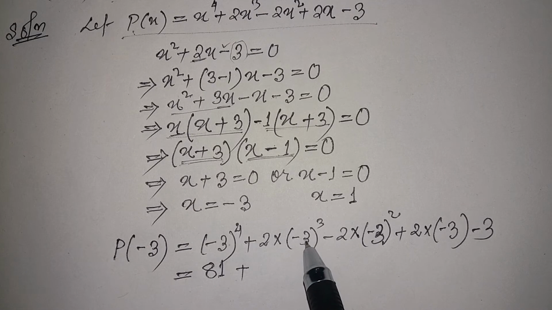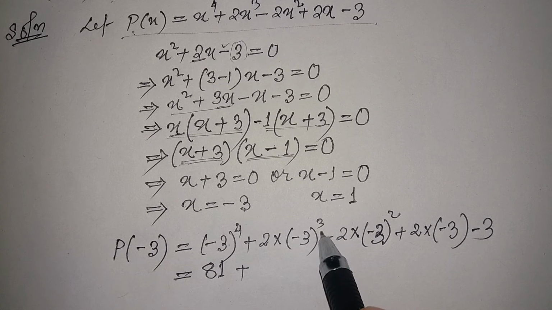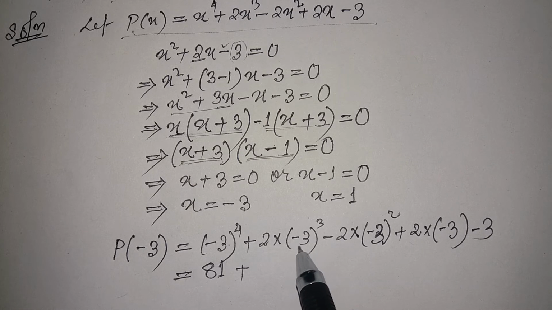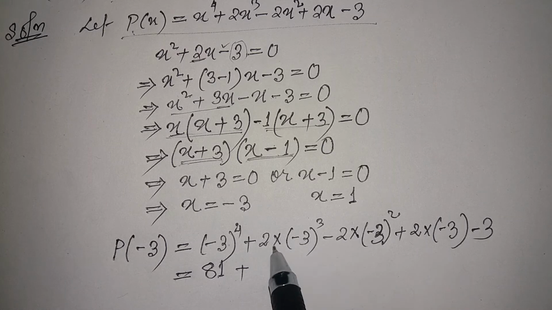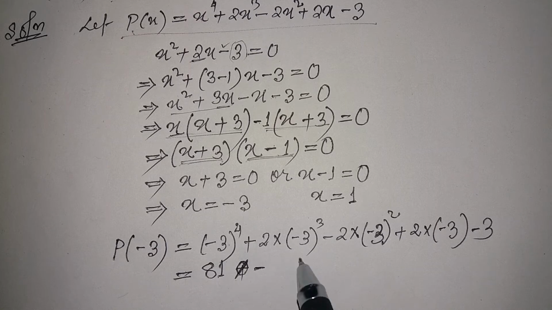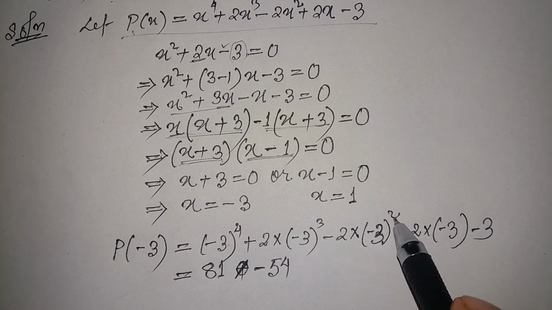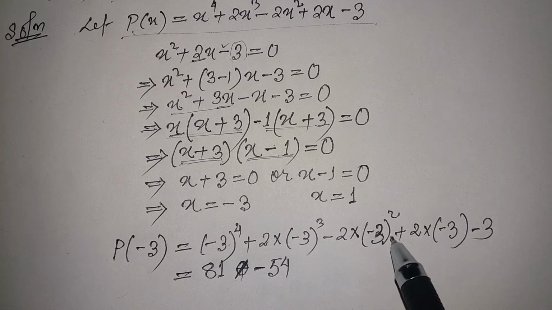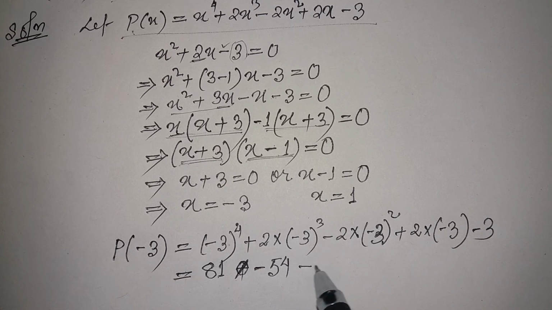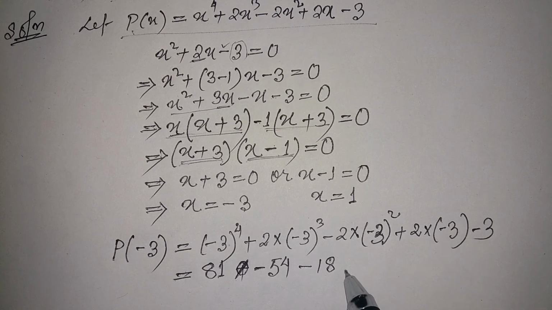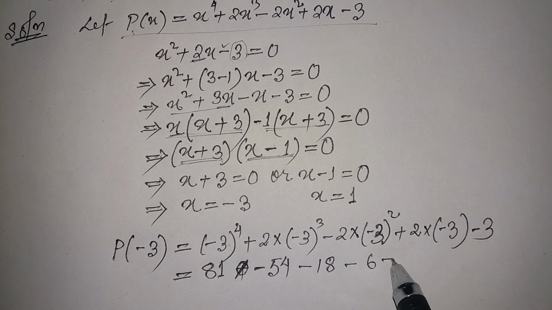Similarly here, minus 3 cube. Now we check the power. The power is an odd number, so the answer is going to be minus. So 3 cube is 3 3s are 9, 9 3s are 27, 27 2s are 54. So plus minus is minus, so this is going to be minus 54. And then again here the power is an even number, so we get plus here. 3 3s are 9, 9 2s are 18, minus 2 3s are 6, minus 3.